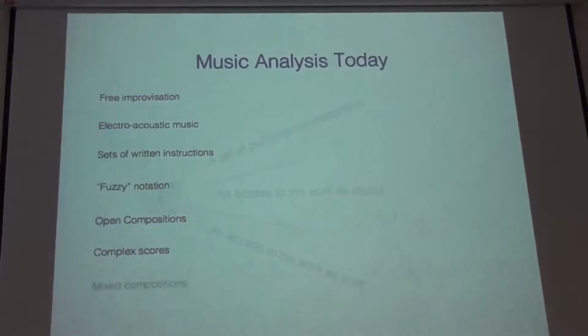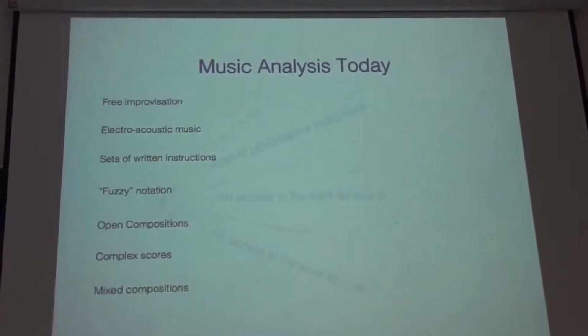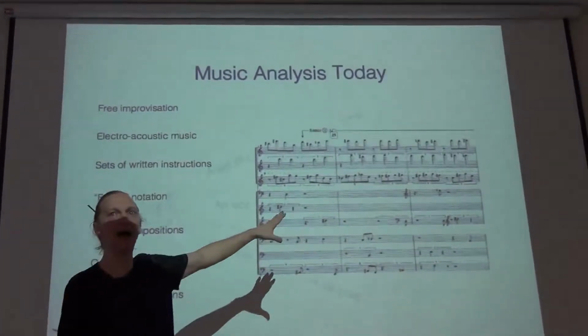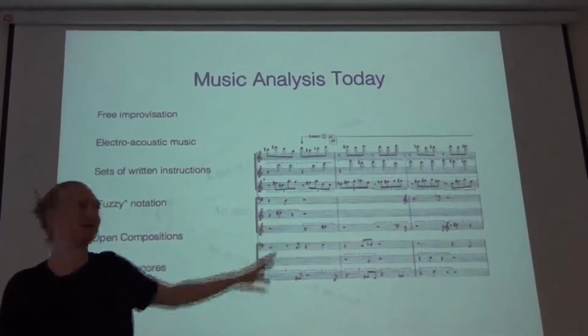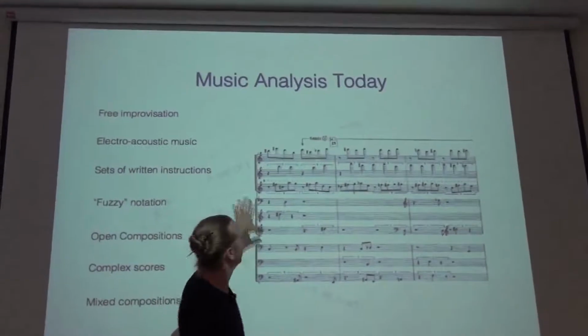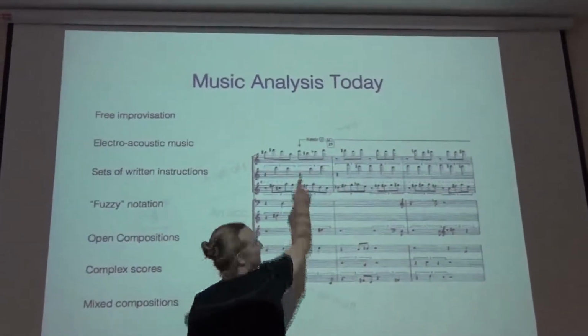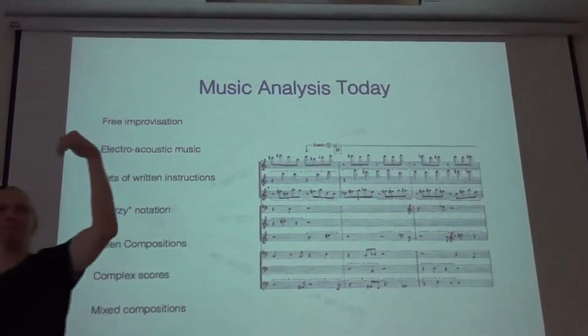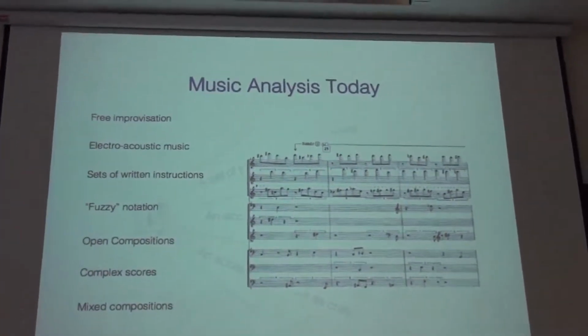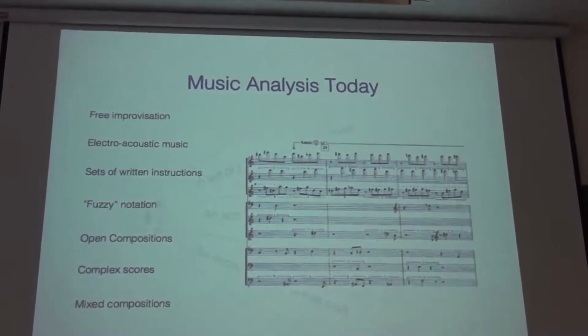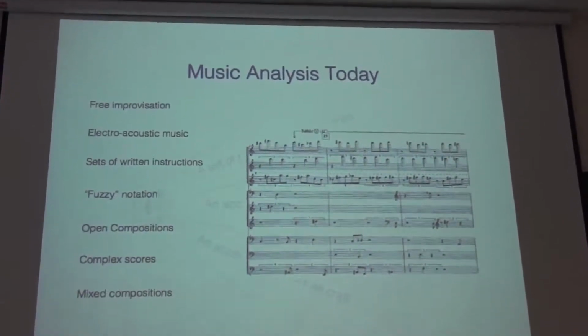And then we have the mixed compositions. Here again, I have a very simple example. This is Analogique A and B by Xenakis. You have the traditional score here, which is quite simple. But here you can see, from here starts the tape. So you're looking at the score and you have no idea what the tape sounds like. And so you lose the access to the work as it sounds in general.